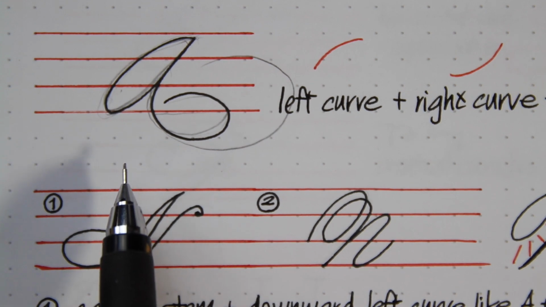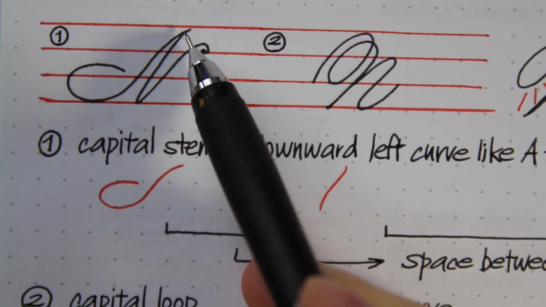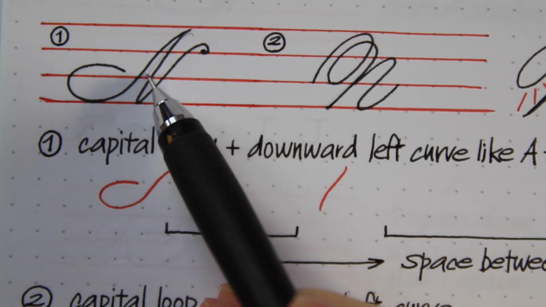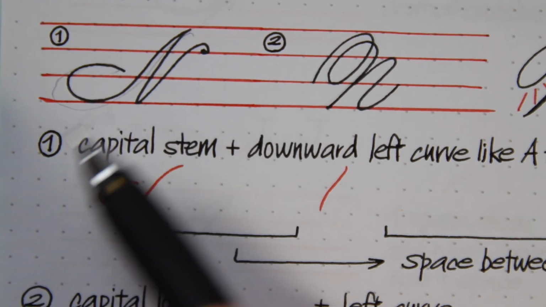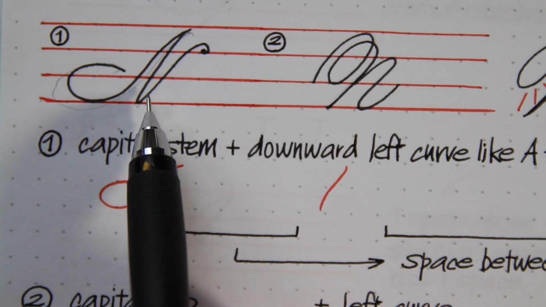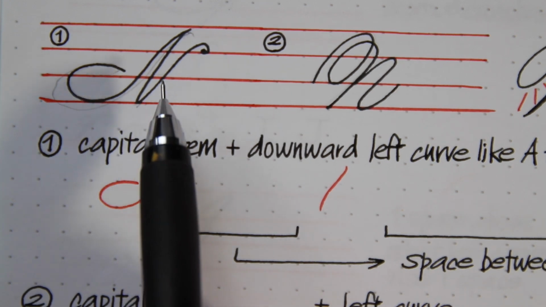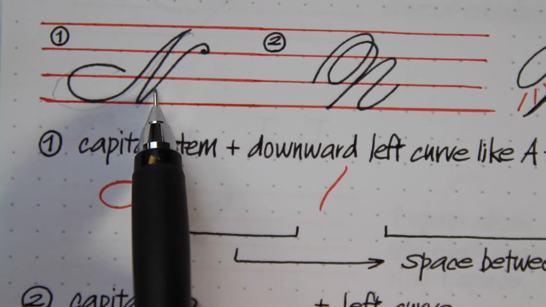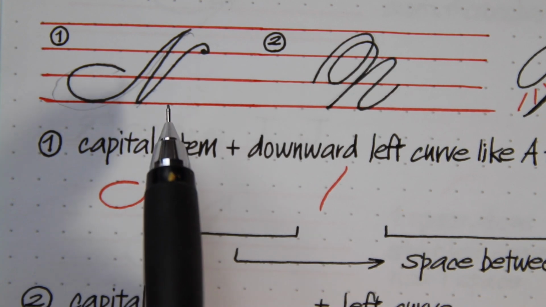For the letter N, this version, it's the capital stem, downward left curve like the letter A. Many people have trouble with the letters M and N, the capital letters. It just doesn't look right.